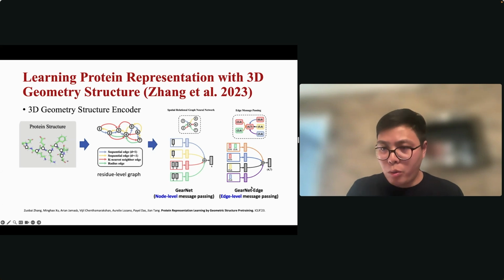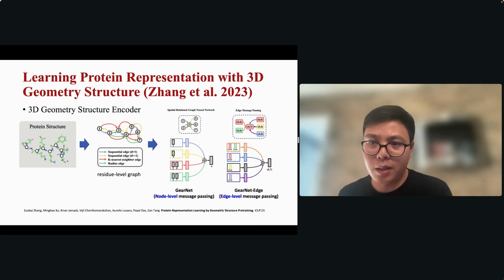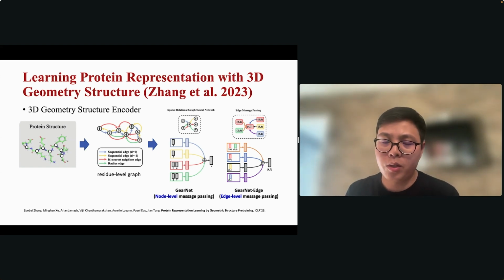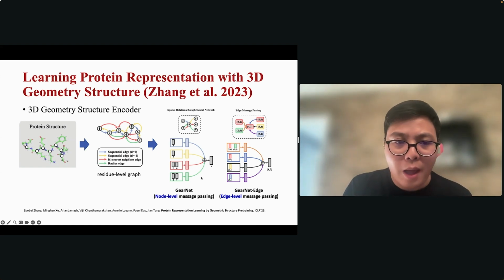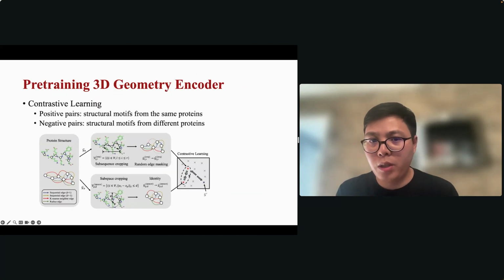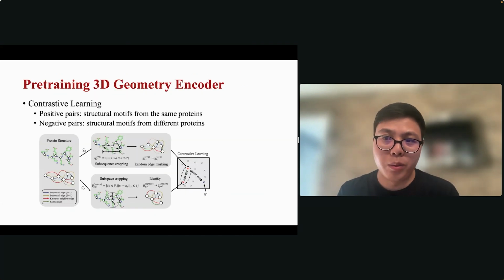Okay, and for both types of approaches, we train the model in a supervised fashion, which means we train the neural network from some labeled data in a downstream task. So this is supervised learning. Okay. And then we also pre-train the 3D geometric encoder from some unlabeled proteins.